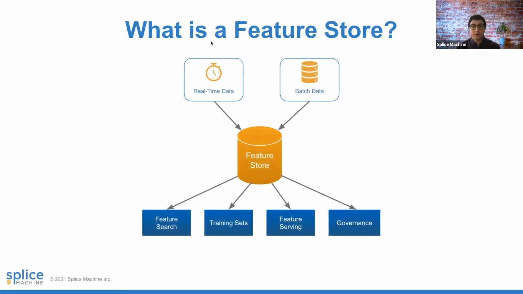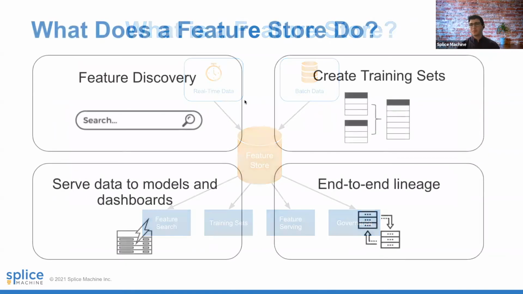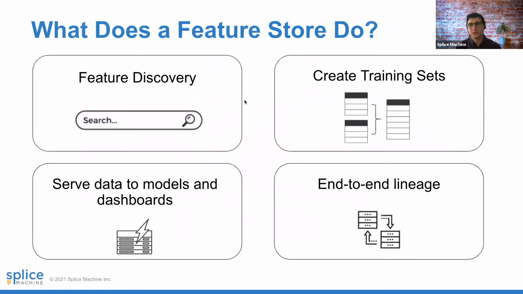All of the data from whatever sources they may come from, you have your real-time sources, you have your batch sources, they're streamed into a central repository and are then used for all of your machine learning applications. What exactly are those machine learning applications? The first thing that a feature store empowers is feature discovery. Because all of your machine learning features are stored in a central place, it's very easy to search those features and figure out which ones are available to them.